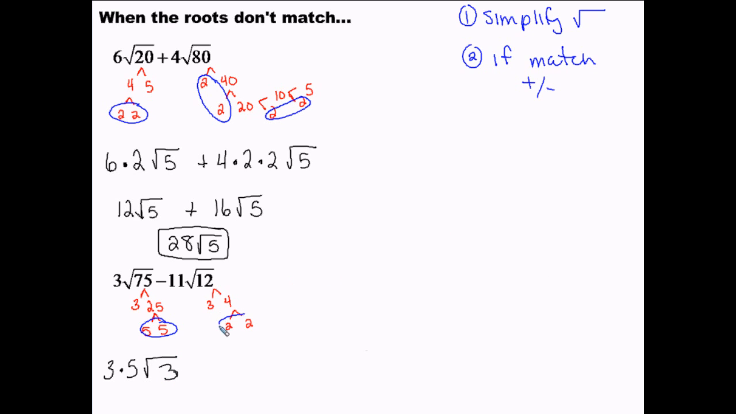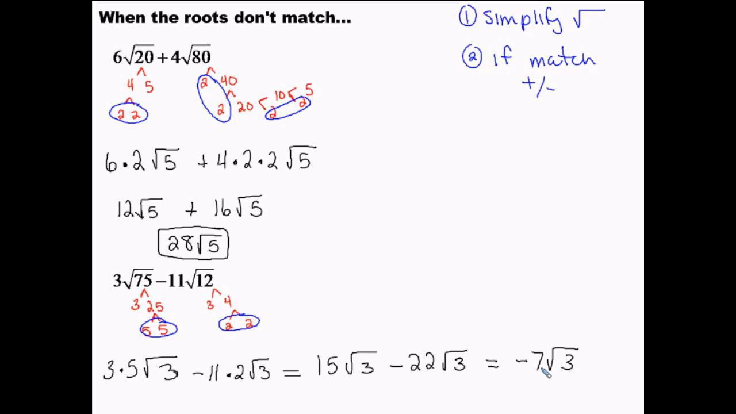Okay, here's my pair of 2's I can bring out over here. Times 2, square root of 3. 3 times 5 is 15. 11 times 2 is 22. So I have 15 minus 22, which is going to give me a negative 7 times the square root of 3.